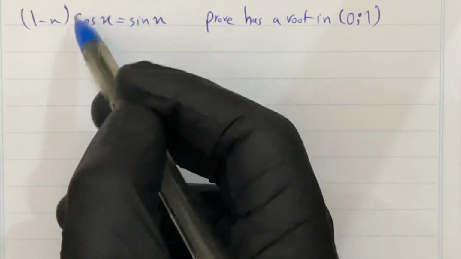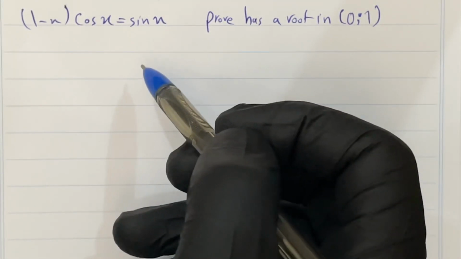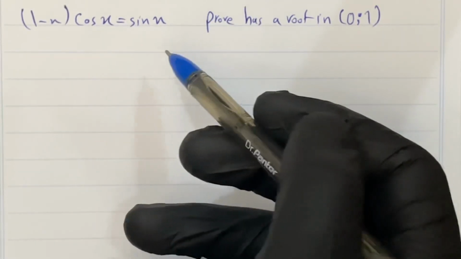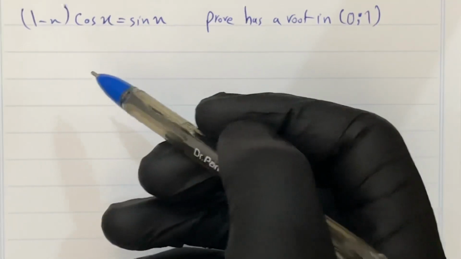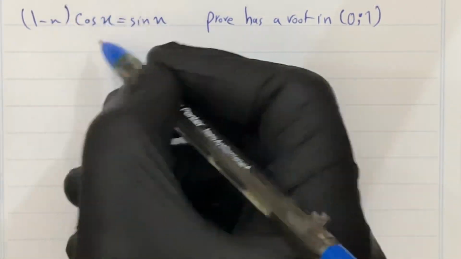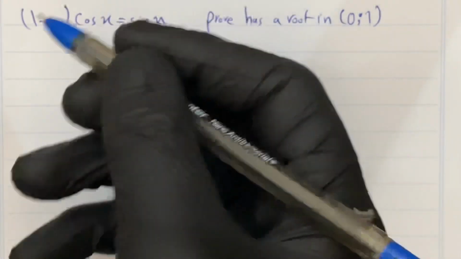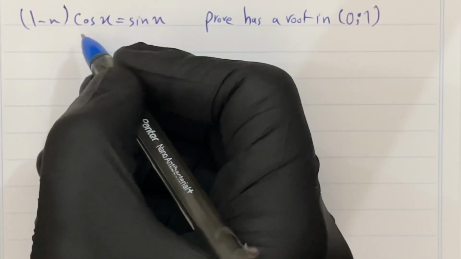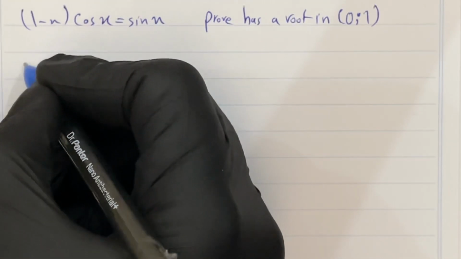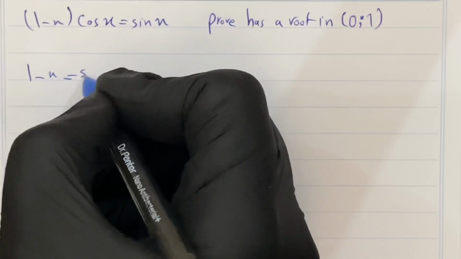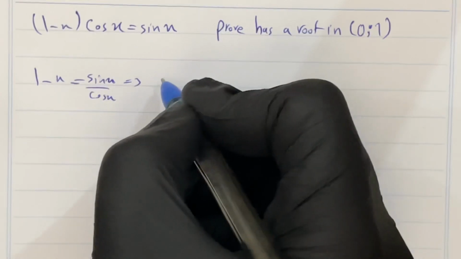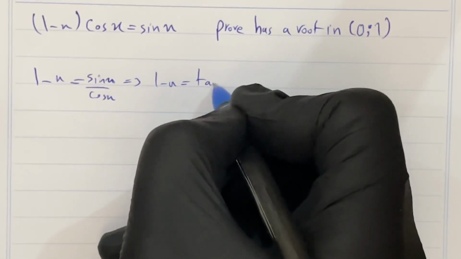First, we have two terms here, cosine and sine, and what do these two combined remind you of? For me, it's a tangent or cotangent, but I will go with tangent because it's smoother and more straightforward. So let's change these two into one term, which is tangent. To do so, we divide by cos of x from both sides. So we would have 1 minus x equals sine of x over cosine of x, so 1 minus x equals tangent of x.